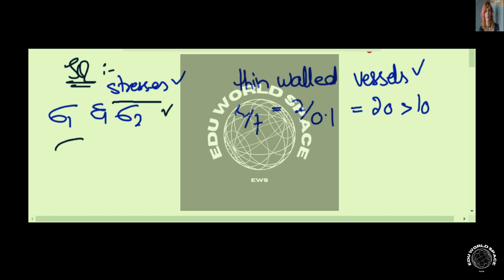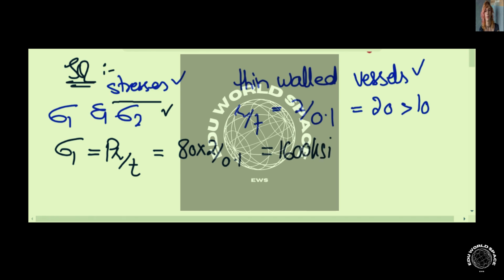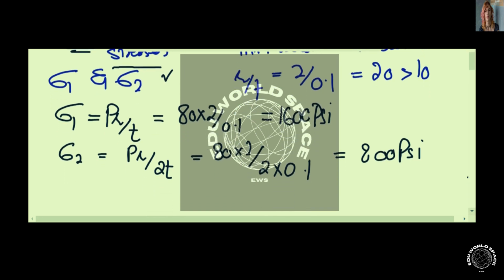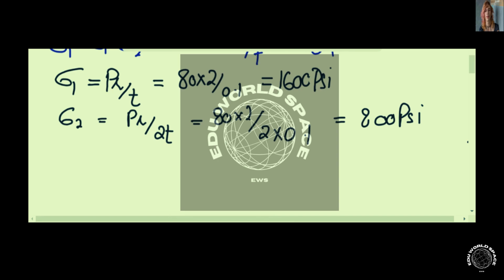Sigma sub 1 is equal to P times R divided by T. Just plug in the values and we get 80 times 2 divided by 0.1, which is equal to 1600 psi. And sigma sub 2 is equal to P times R divided by 2T, that is 80 times 2 divided by 2 times 0.1, which is equal to 800 psi.